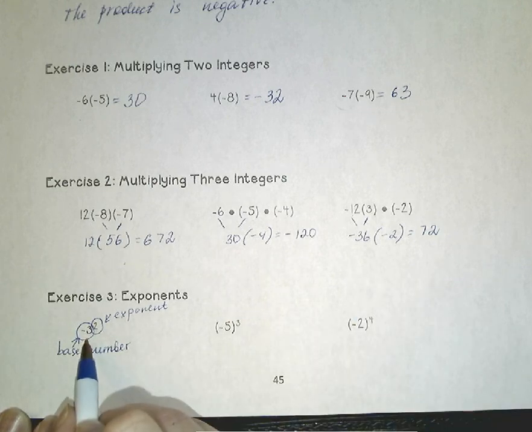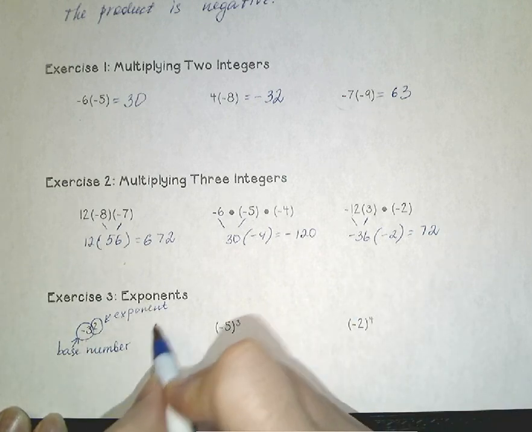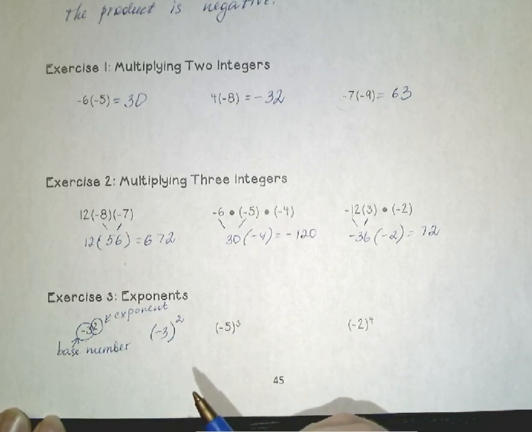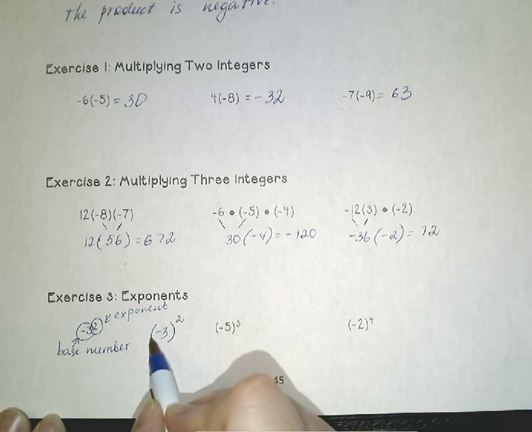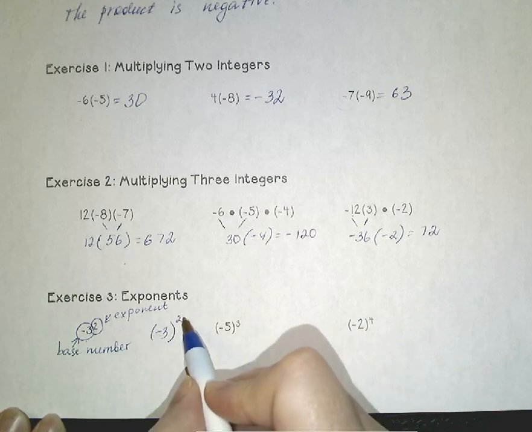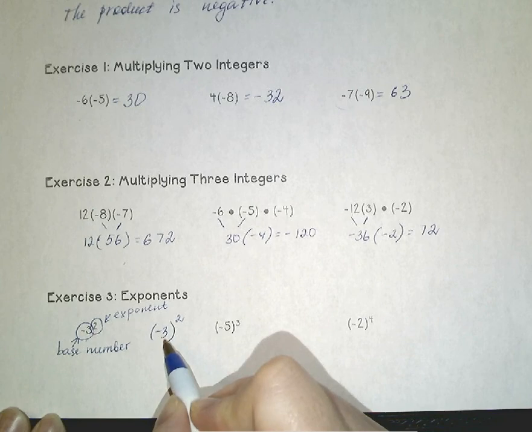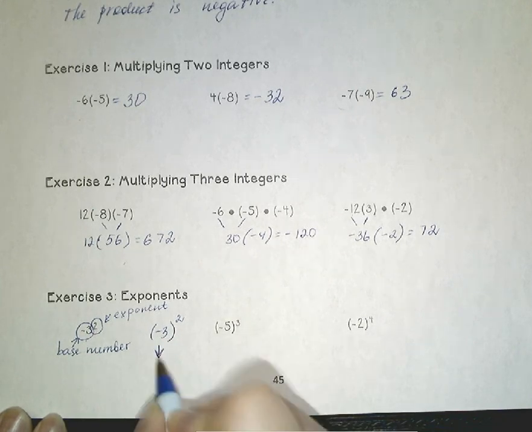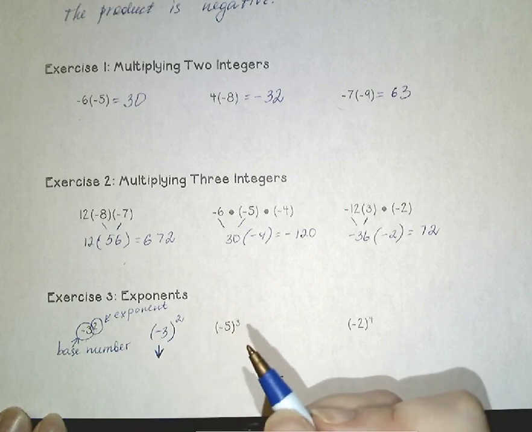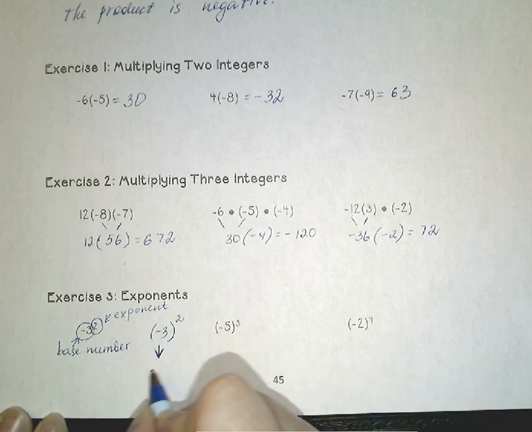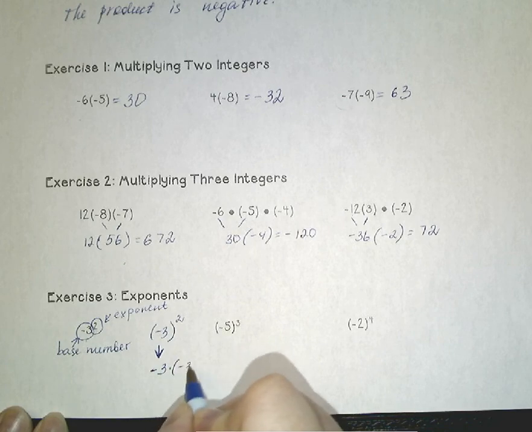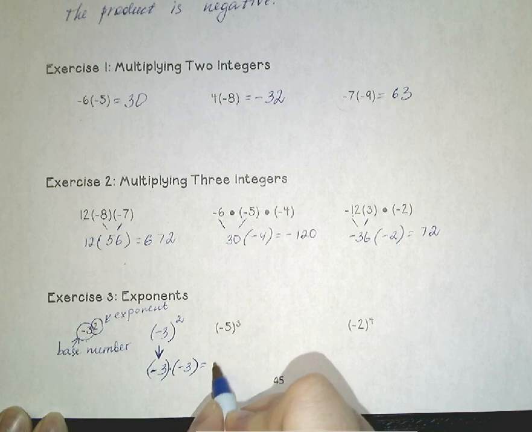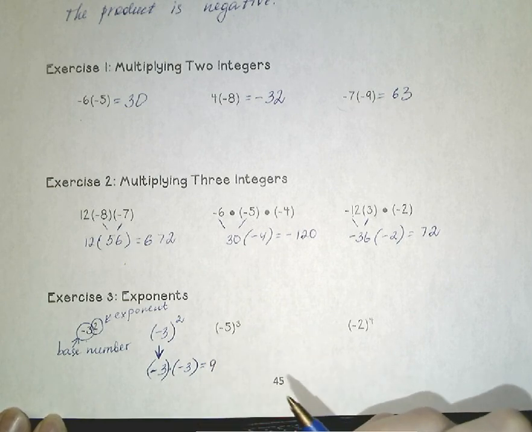-3 can be written like this, or it can be written like this. What does that mean? Okay. When we have parentheses, 2 is telling us to multiply -3 by itself twice. So -3 to the second power, that's how we say it, or -3 squared, stands for -3 times -3. Okay, both numbers. And that will give me +9, right?